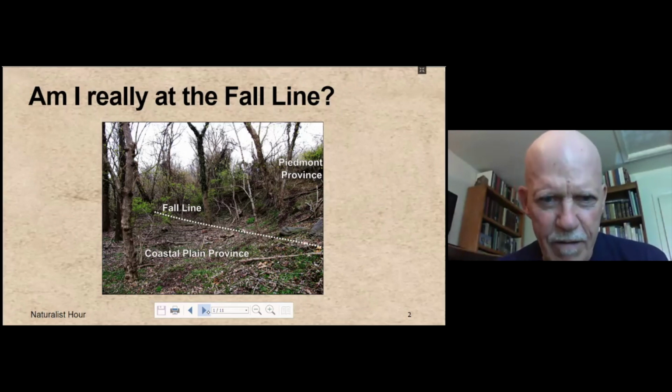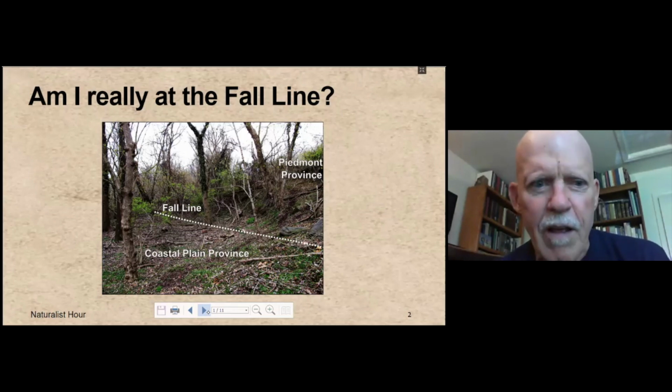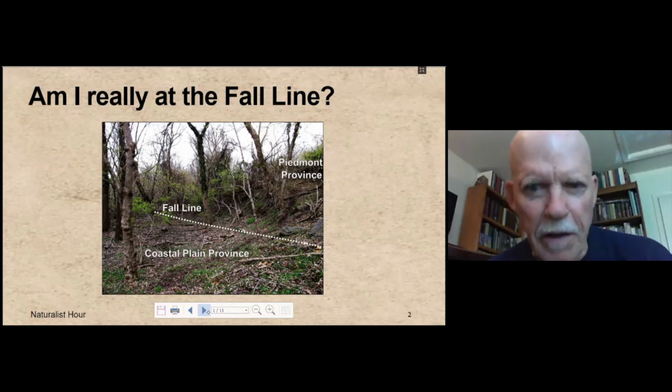You cannot step from the coastal plain onto the Piedmont province across a dotted line like that in any real sense of the word. So what we want to do is try to work out what the fall line actually is, and then we'll appreciate better why the picture is a little bit silly.